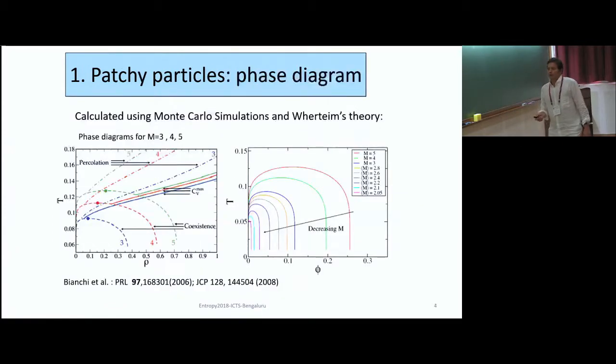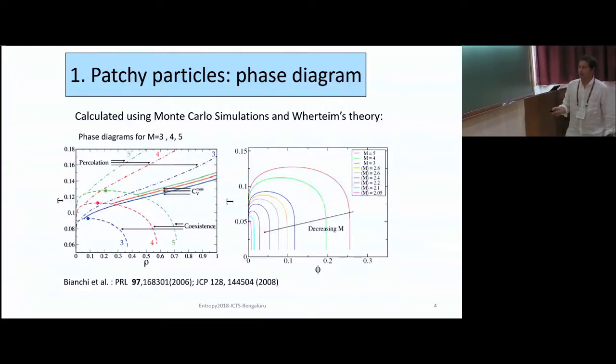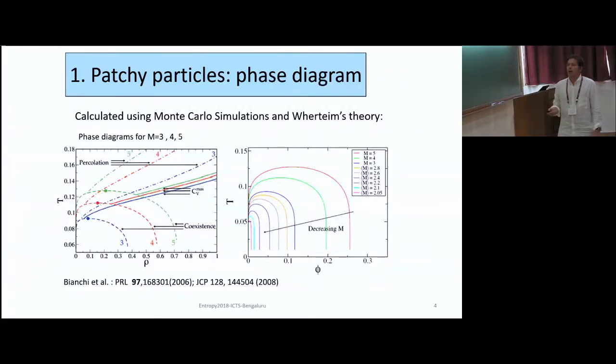So these are results from the group in Rome around 10 years ago, and they calculated the phase diagram of these particles using Monte Carlo simulation and Wertheim's theory. And they calculated 4 different values of the number of patches in the particles. So, 3 different models. And so this is one of the figures.